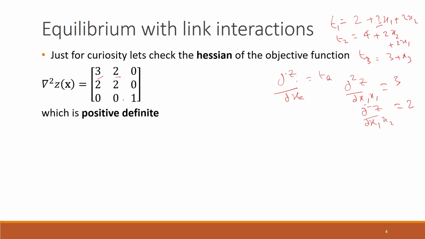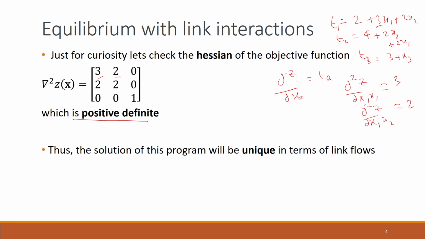This Hessian matrix is positive definite, and you can easily check this by looking at the left sub matrices. You will see that the determinants of all the left sub matrices are positive. For example, the smallest left sub matrix is this 3, which is positive. Then you will have this 2 cross 2 matrix, which again has a positive determinant. And when you look at this larger matrix, that also has a positive determinant. Therefore, the solution of this program will be unique in terms of the link flows.